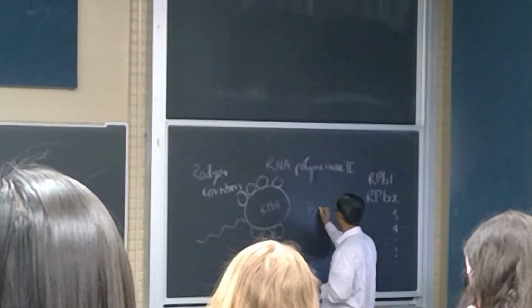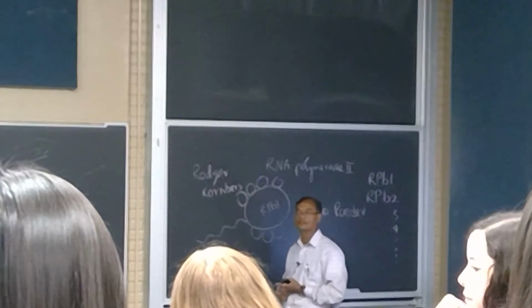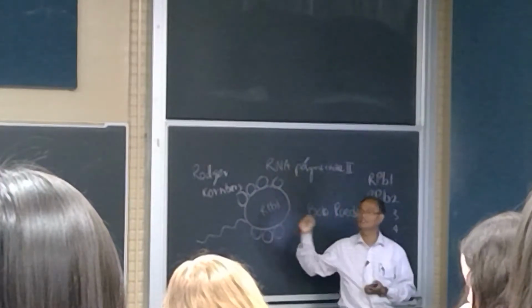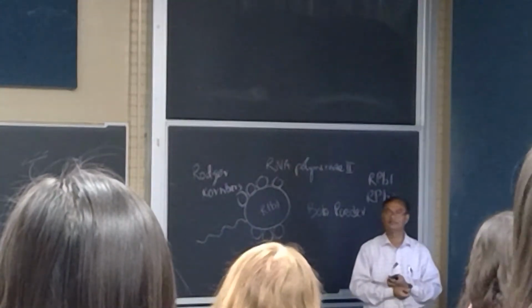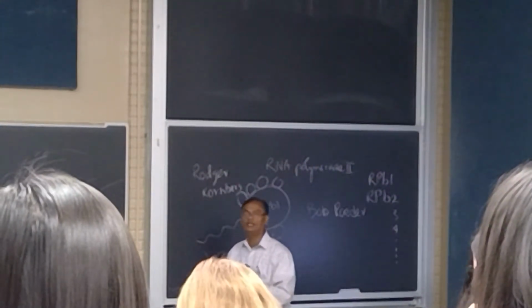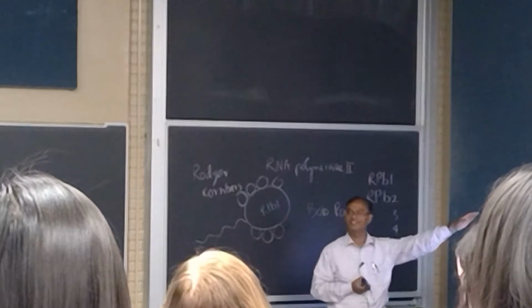One is called Bob Roeder, at Rockefeller University. He is one of the pioneers. He is actually the one who first purified RNA polymerase II and showed that it could do transcription. Then he purified all these general transcription factors, and so on. So he was getting all the big attention and got all the prizes except the Nobel Prize, and he was nominated a couple of times.